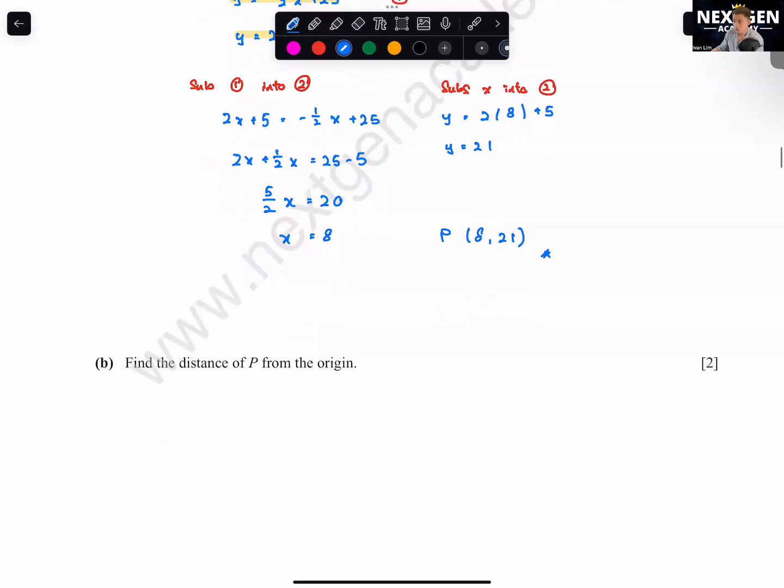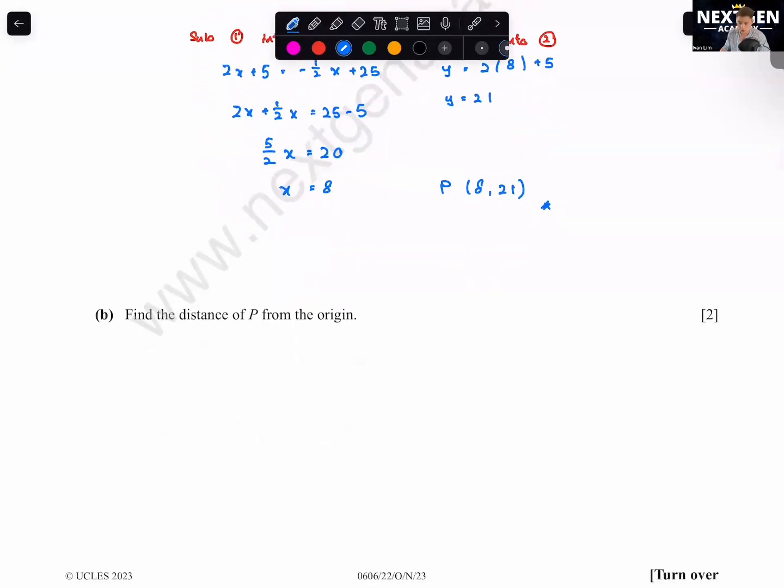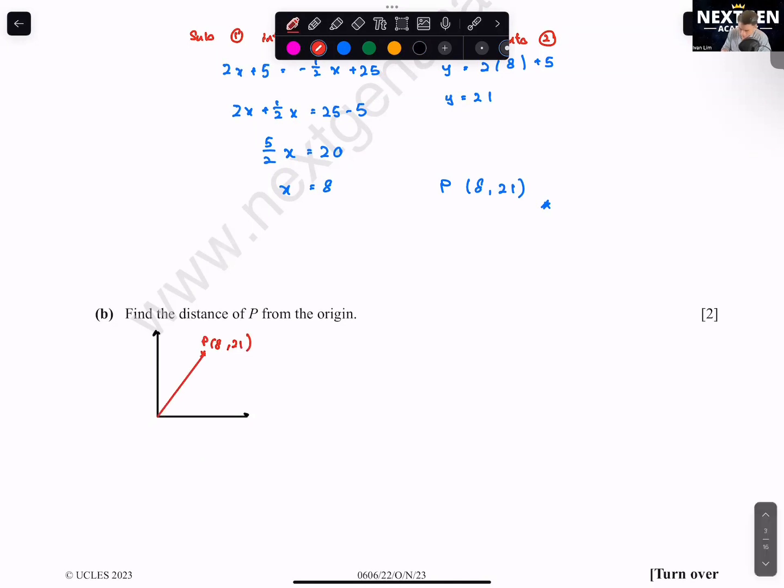Okay, B, find the distance of P from the origin. 2 marks question only. So if I want to draw it out, this is for you all to visualize it. Let's say you got this point (8, 21). This is point P. How can we find the distance from origin to here? We are going to use Pythagoras theorem. We can just use x, y. So x squared plus y squared equals length squared. Let's call this length.